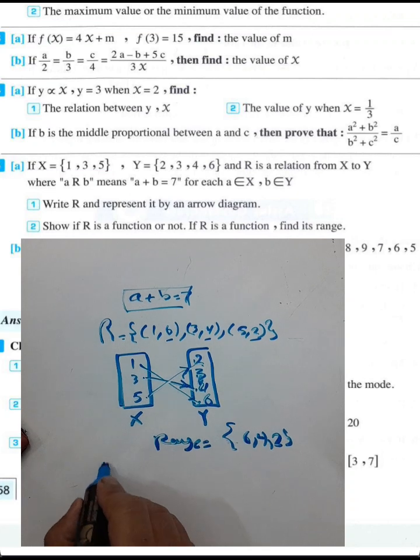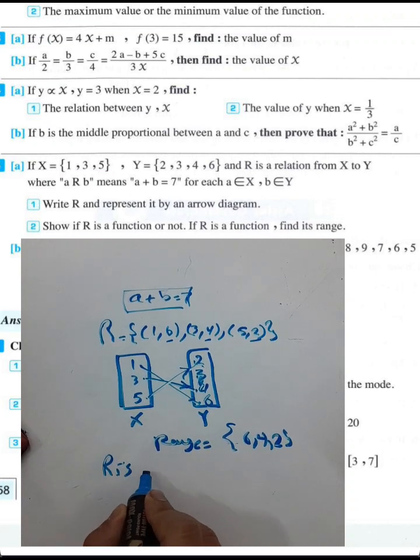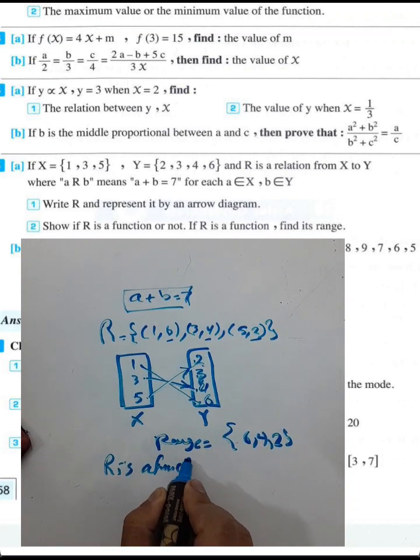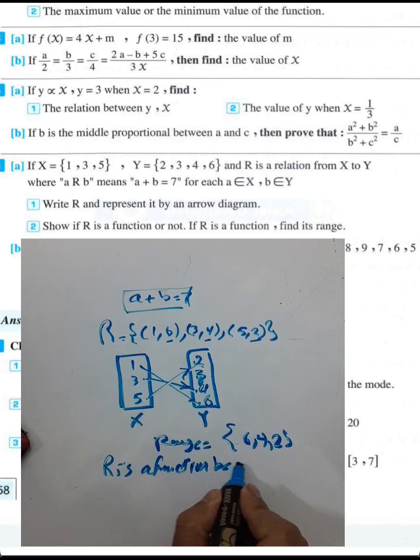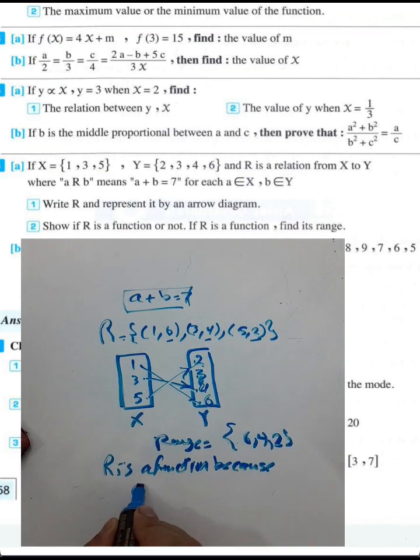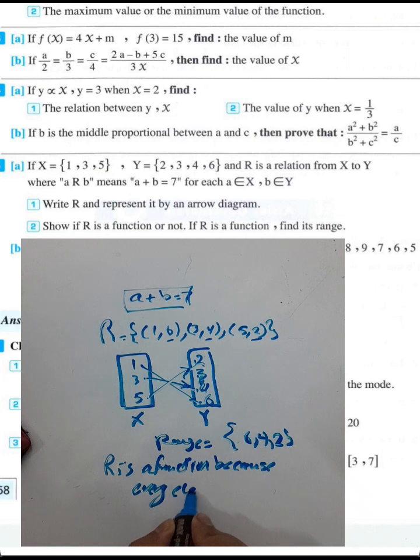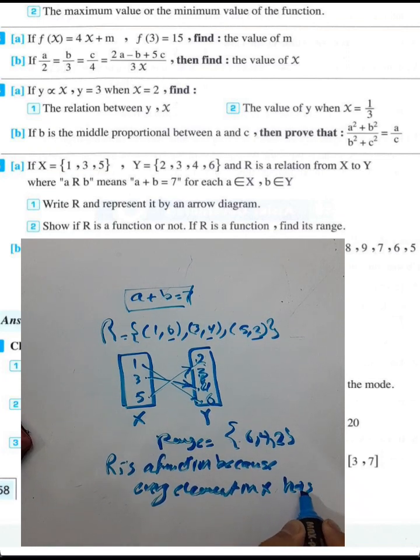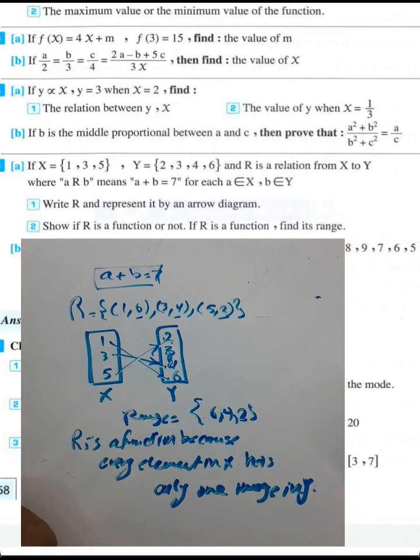Write with me: R is a function because every element in x has only one image in y.